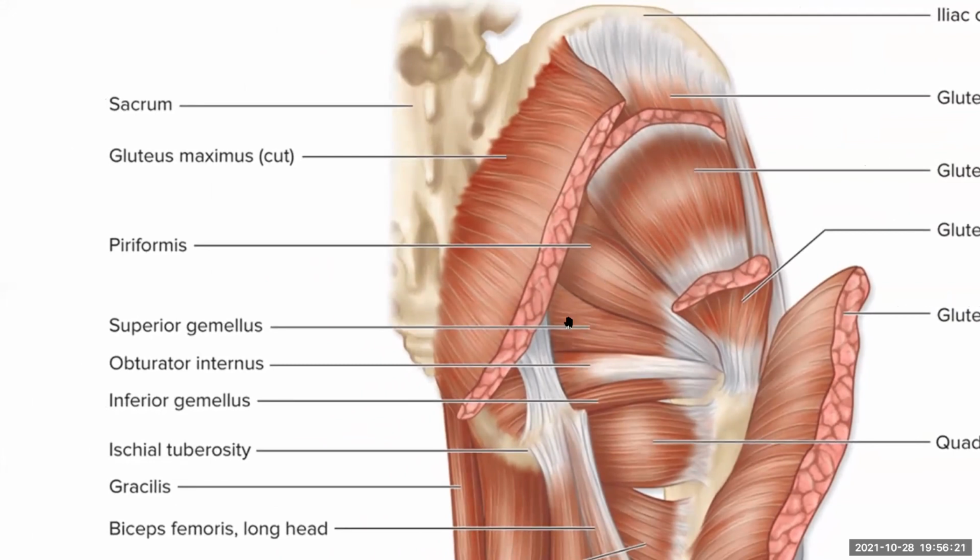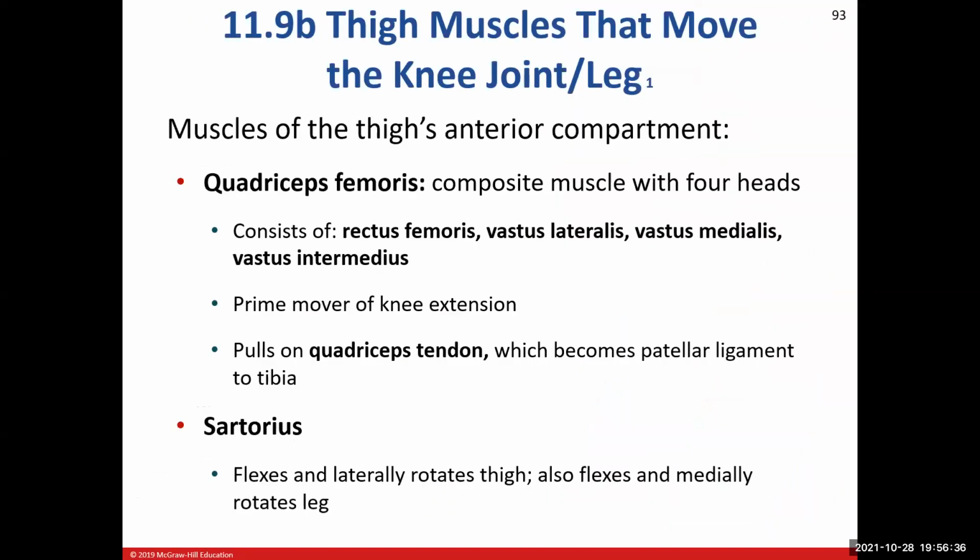Okay. Inferior to that is the superior gemellus muscle. And then in between the superior gemellus and inferior gemellus is our obturator internus. All right, so you would think that the two gemelli muscles would be next to each other, but they're not.